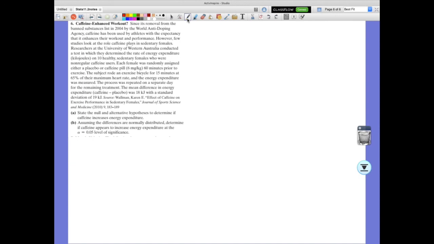So they're giving us a lot of information here. There are two samples: the placebo group and the caffeine pill group. Now each person is in both of those. One day they might get the placebo, the next day they may get the caffeine pill. That's really important to notice, because it's the same person doing both, so it's a matched pair system. Then they calculate the energy expenditure difference as caffeine minus placebo. So they already did all the calculations for us.